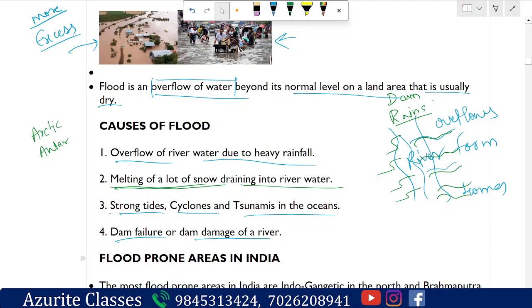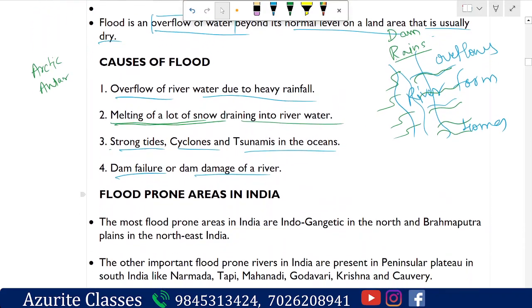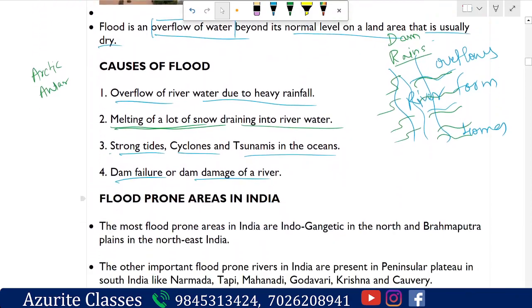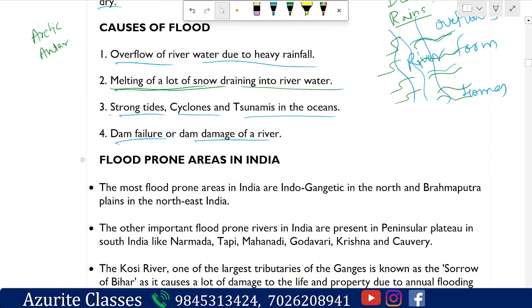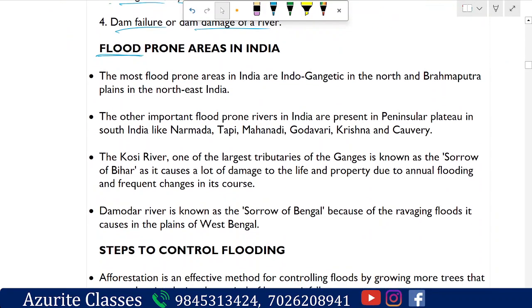Understand? Okay, so what are the flood prone areas? Flood prone areas means where most of the floods happen every year. Let us see in India. The most flood prone area in India is Indo-Gangetic. Gangetic means the Ganga river, one of the biggest rivers in India, right? Ganga originates from the Himalayas. When it rains in the rainy season, every year it floods because of the excess water.